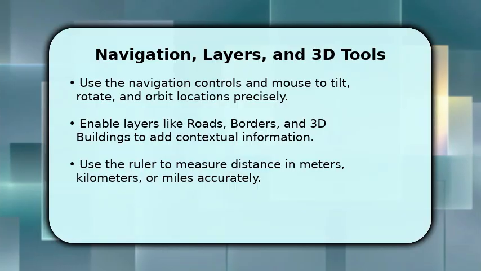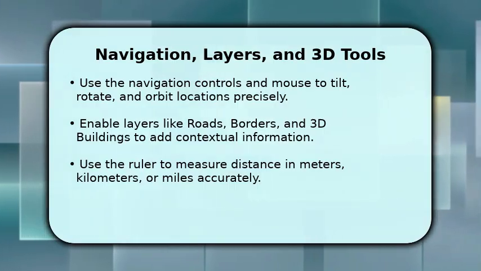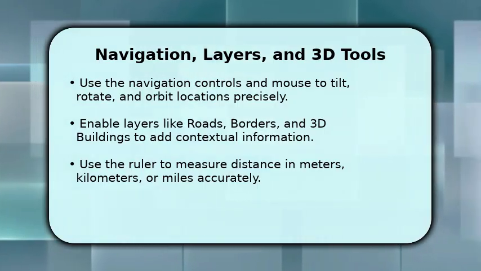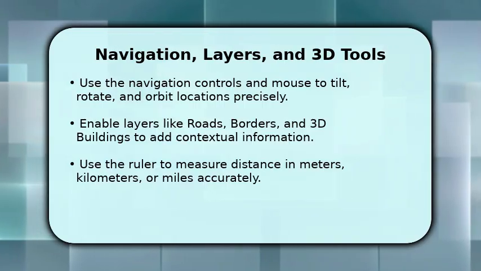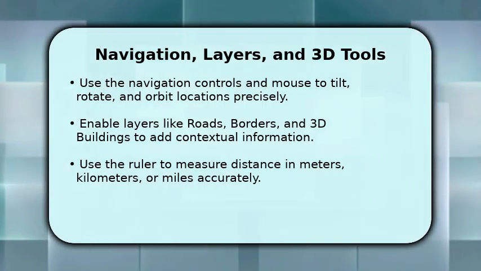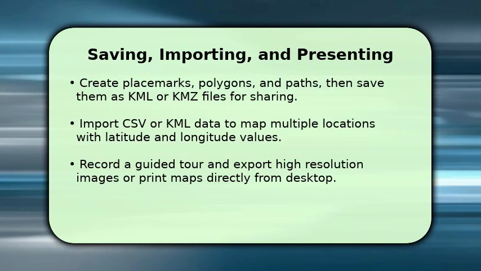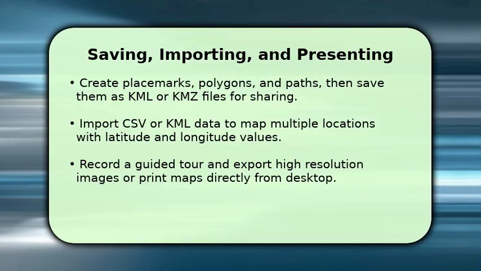Use the ruler tool to measure distance and area in meters, kilometers, or miles accurately for plans. Create placemarks, polygons, and paths using the Add menu, then save them as KML or KMZ files for sharing. Import CSV or KML data to map multiple locations using latitude and longitude columns.